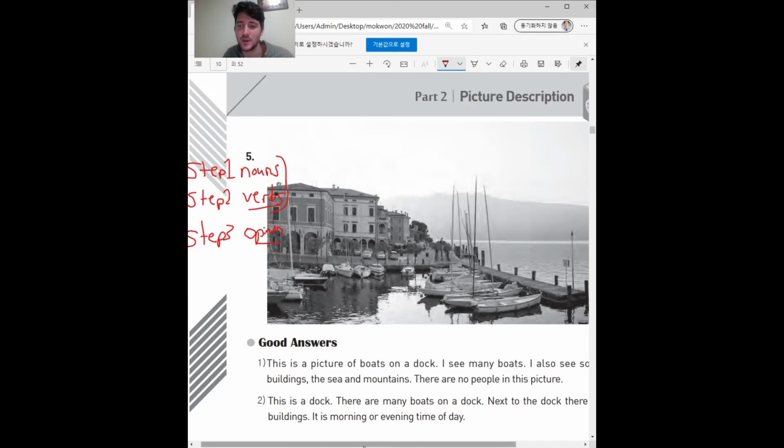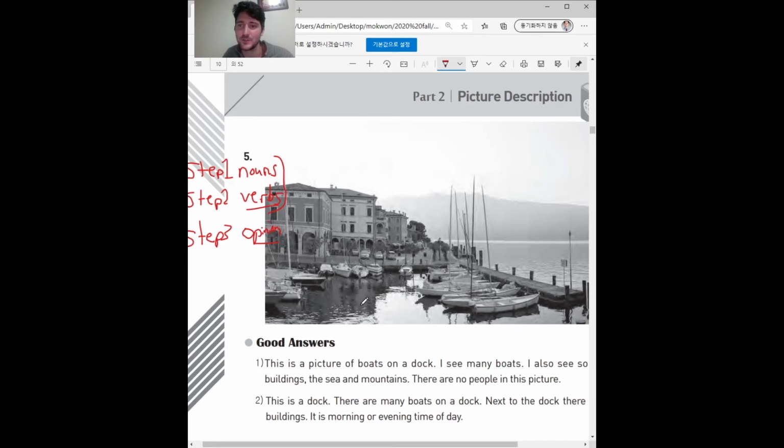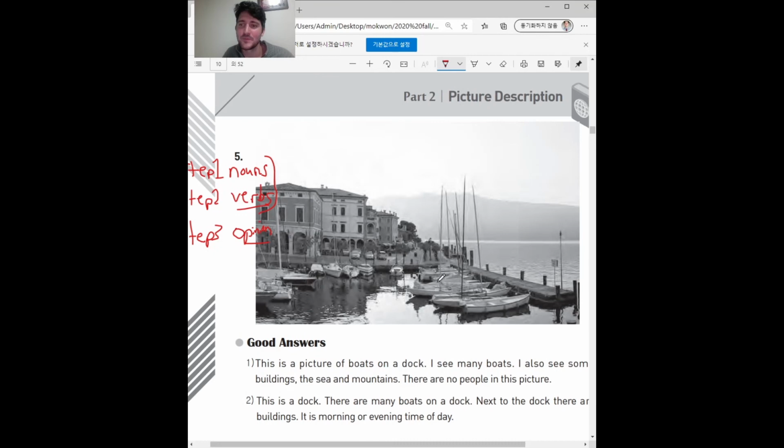Okay, let's keep going. Did you find the nouns and verbs? Let's do that now. There's some boats. There's some water. There's some buildings. There's some cars. There's a mountain. That's about it, right? Maybe you can talk about the street. There's not a lot going on.